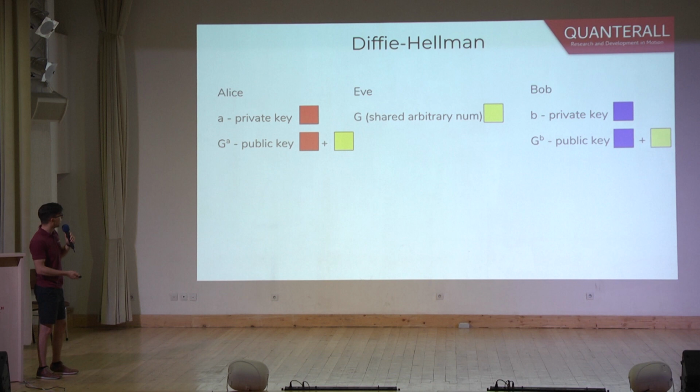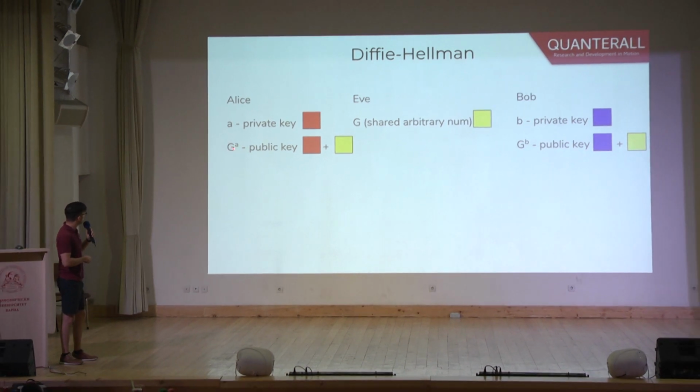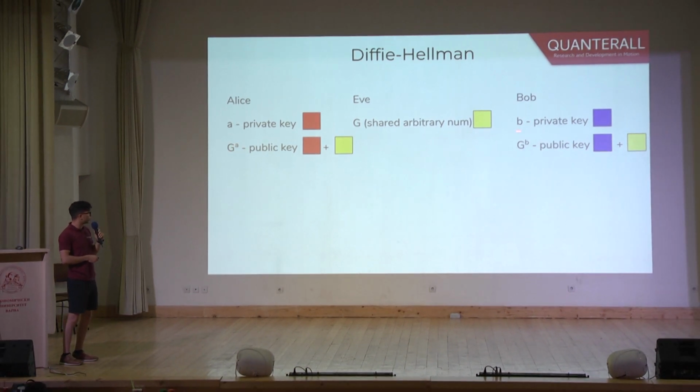So what Alice and Bob do is they take this shared arbitrary number and put it to the power of their private key. Here I have done, for example, addition, but it's actually doing to the power of their private key. And they'll end up with their public key. So Alice goes G to the power of A, and Bob goes G to the power of B. So they'll end up with some color for themselves.